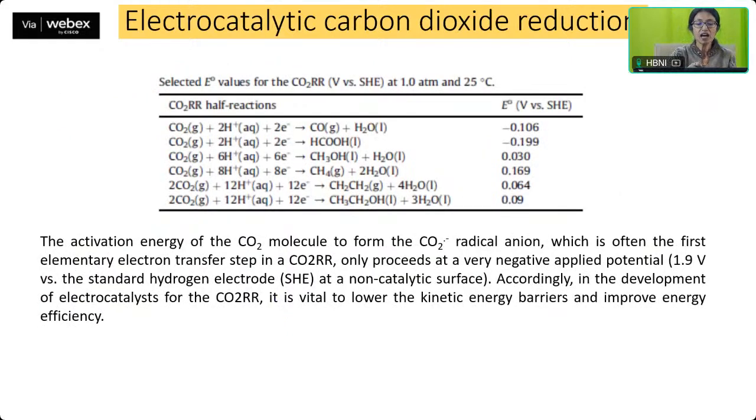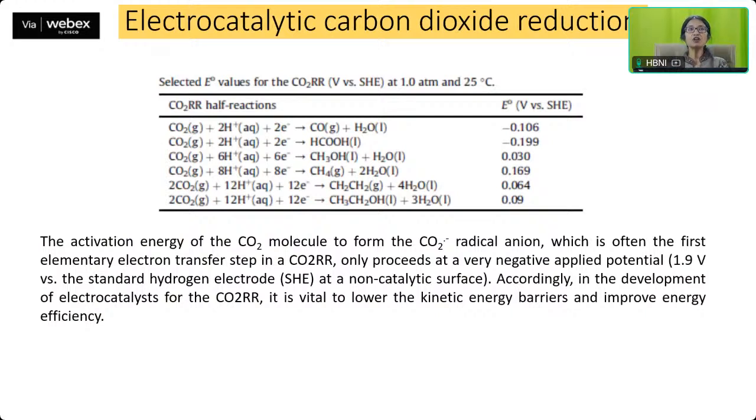These are the various carbon dioxide reduction reaction half reactions that you see over here, generating different kinds of products. You can have carbon monoxide generation, you can have formic acid generation, you can have methanol, you can have methane, you can also have ethylene, you can have ethanol generation. So these are all the different kinds of products you can have from carbon dioxide reduction.